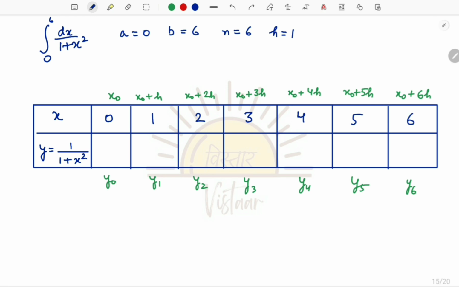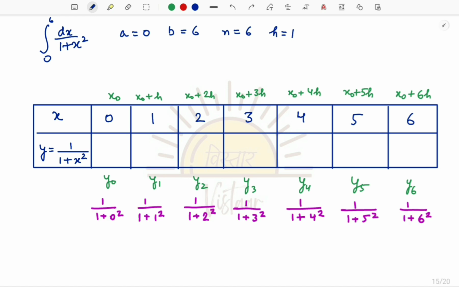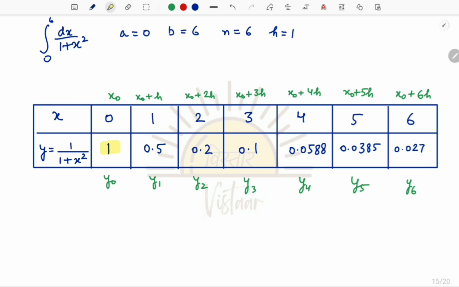Next we will calculate the values of the corresponding y's. Now we will find the values of y0, y1, y2 up to y6 by putting the values of x in the equation y is equal to 1 by 1 plus x square. We will get these values. So the first term y0 will be 1, and the last term y6 will be 0.027.